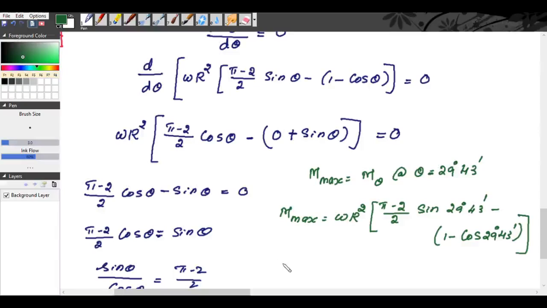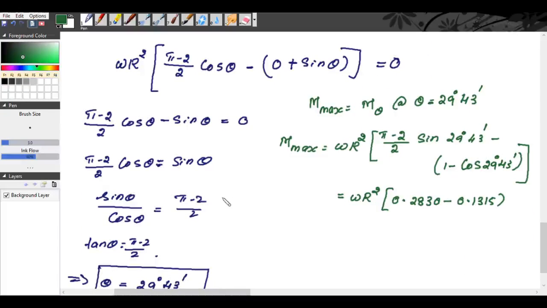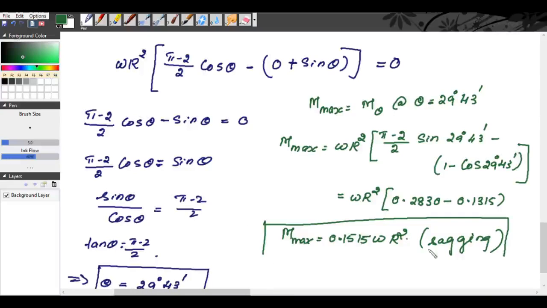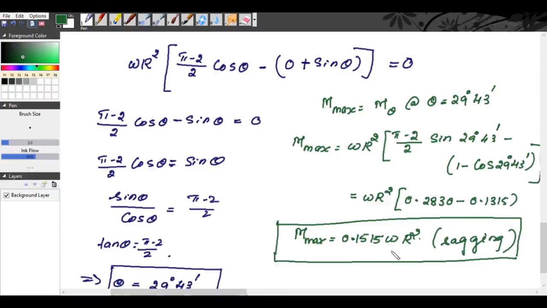So we get M max is equal to W r square into 0.2830 minus 0.1315. So M max is equal to 0.1515 W r square. It is positive. That means it is sagging. Positive means sagging, right? So what is the value? It is plus 0.1515 W r square. So we will mark it here.